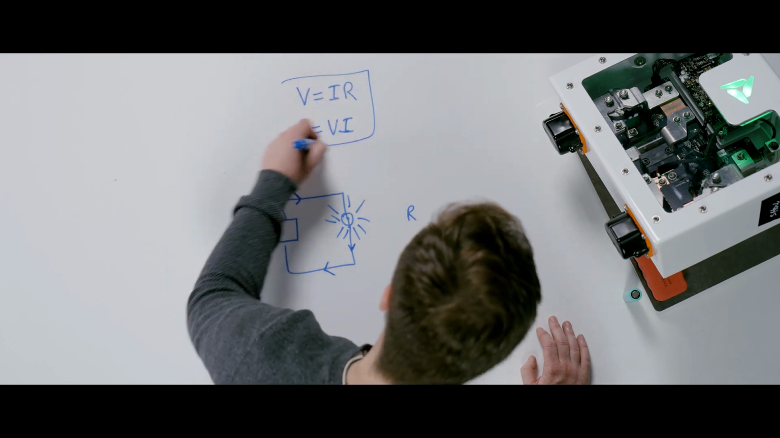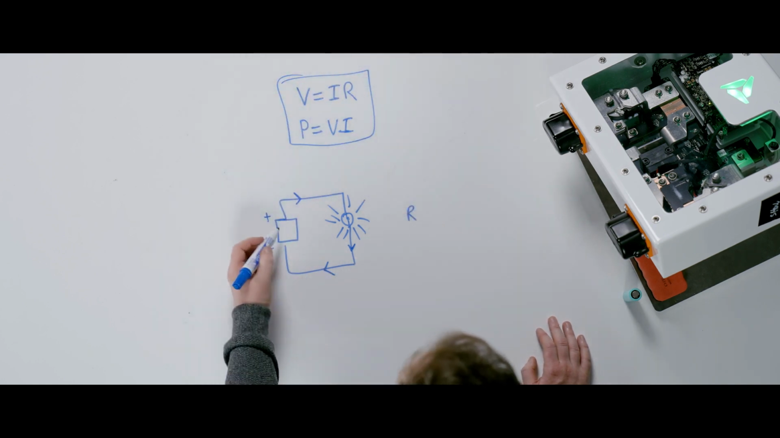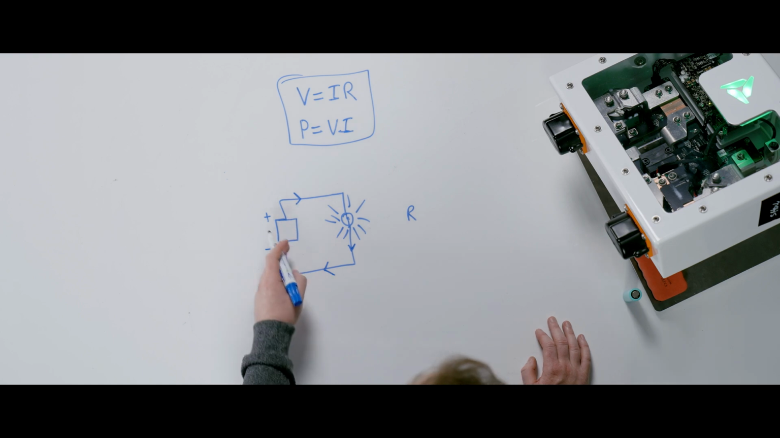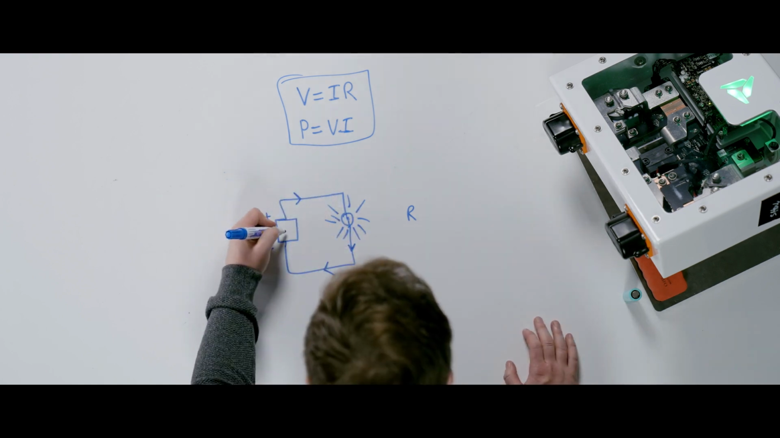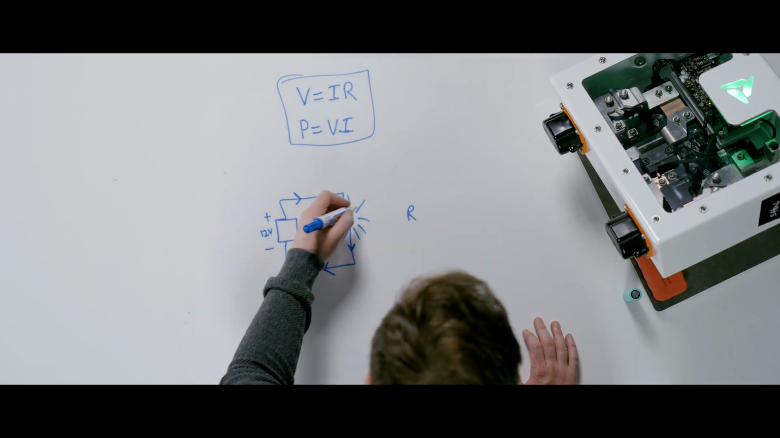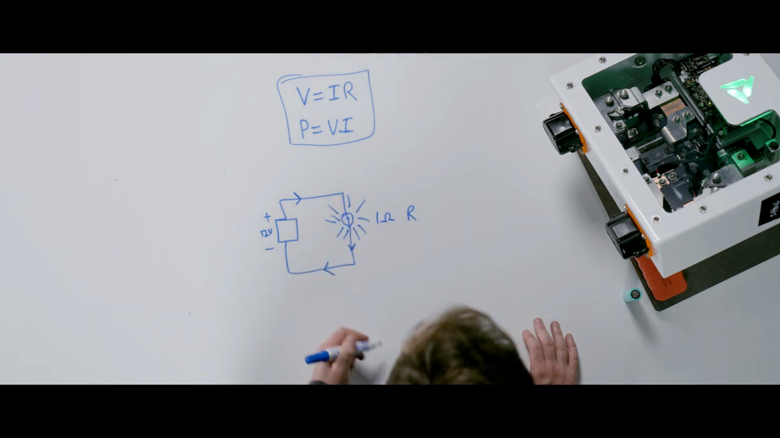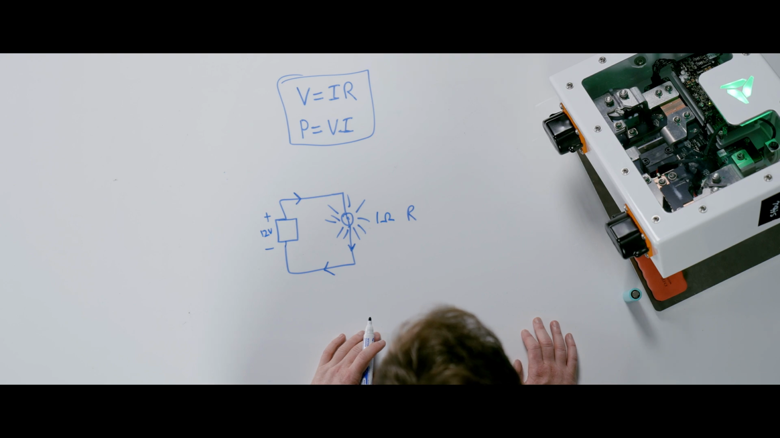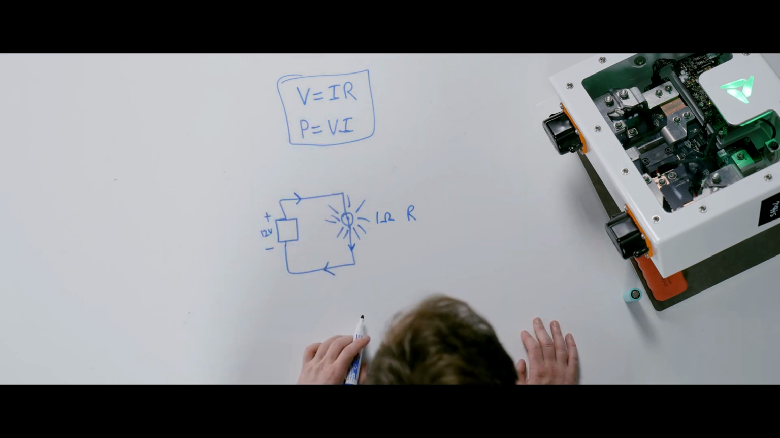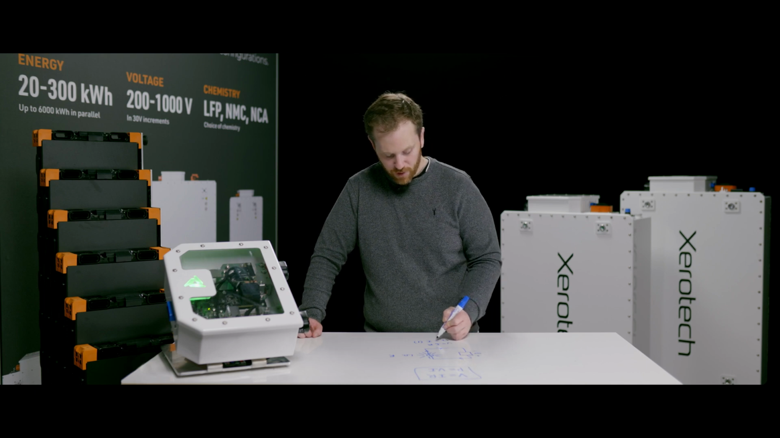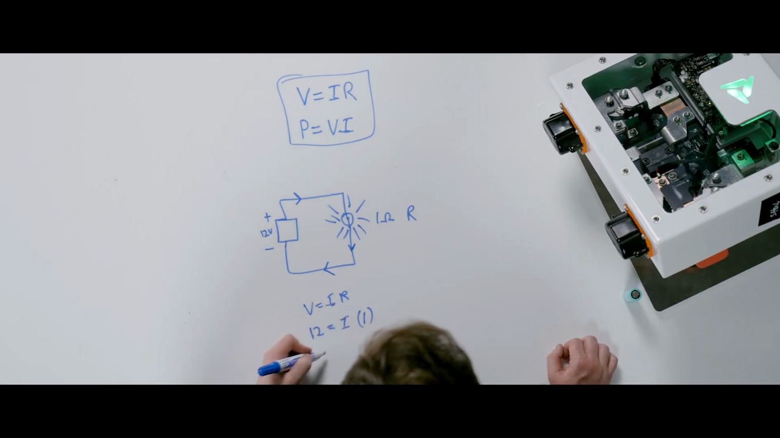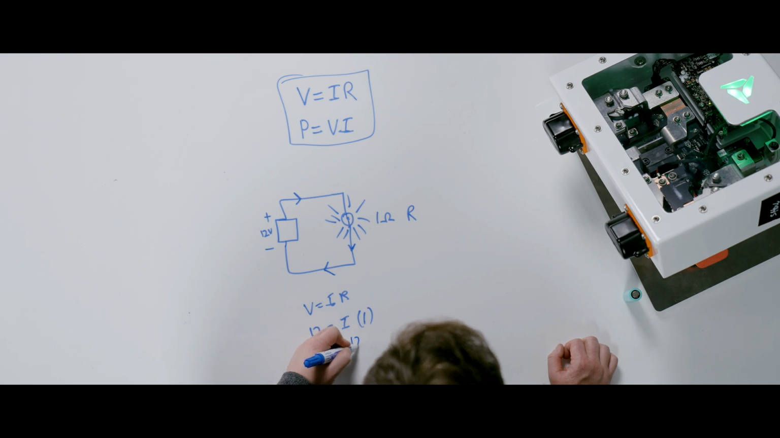So by using these two equations together, you can figure out how much power this battery can generate with that light bulb. So if the battery had 12 volts and the resistance was 1 ohm, you can easily work out with these equations how much current is going to flow. So if we take V is equal to IR, 12 volts is equal to the current times the 1 ohm. In this simple case, 12 amps is going to flow.